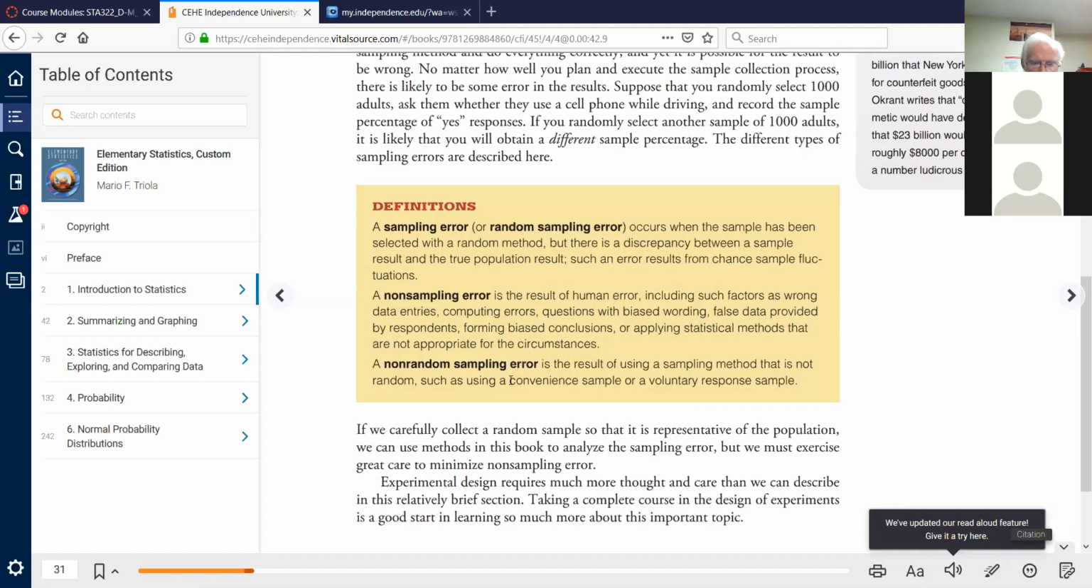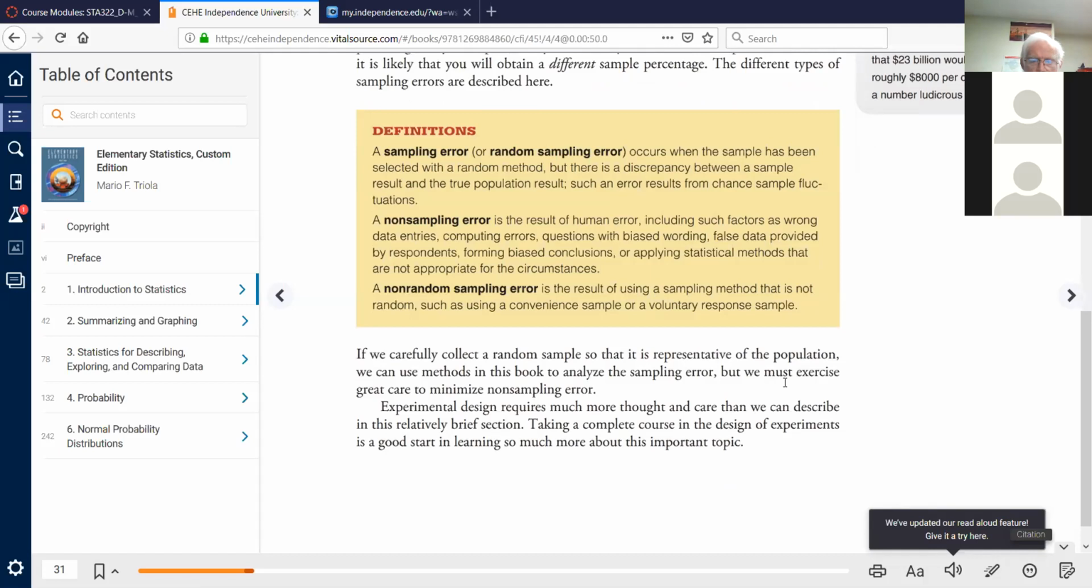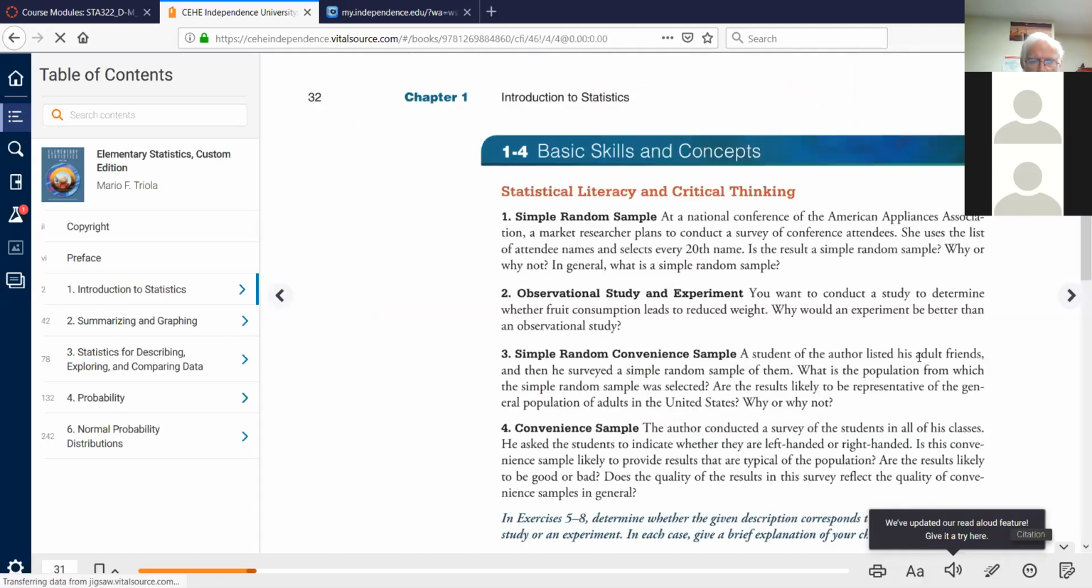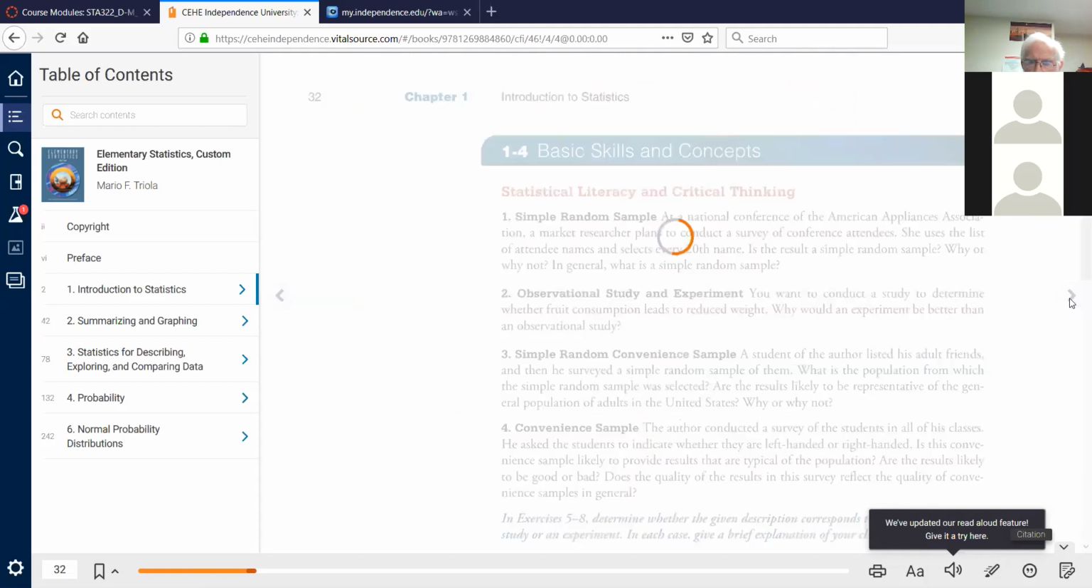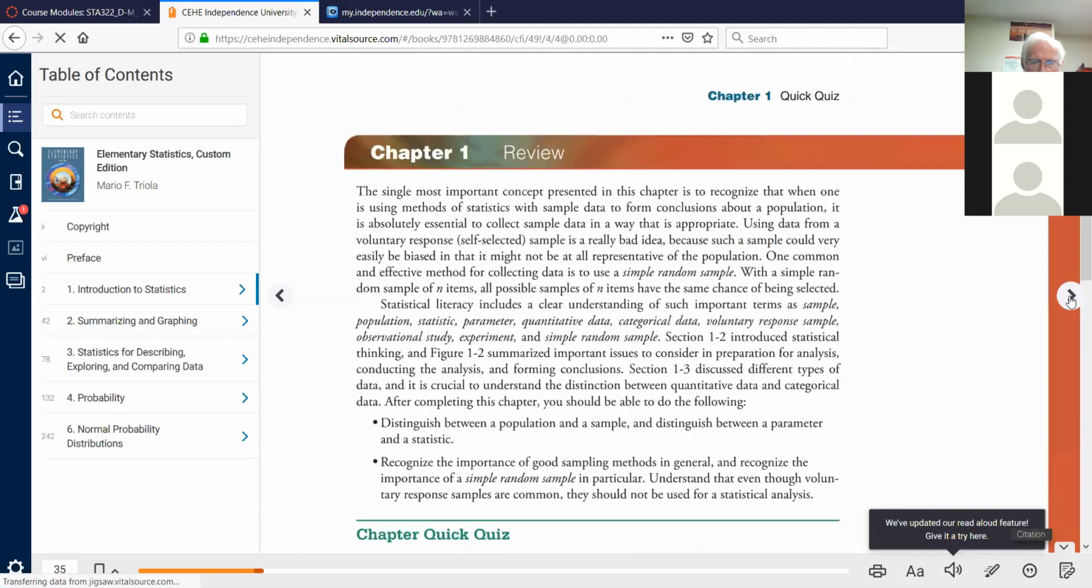Again, non-random sampling error comes from using voluntary response or convenience. So when we're looking at doing a study, we have to look at how we're going to get the data. So let's move past this problem set.